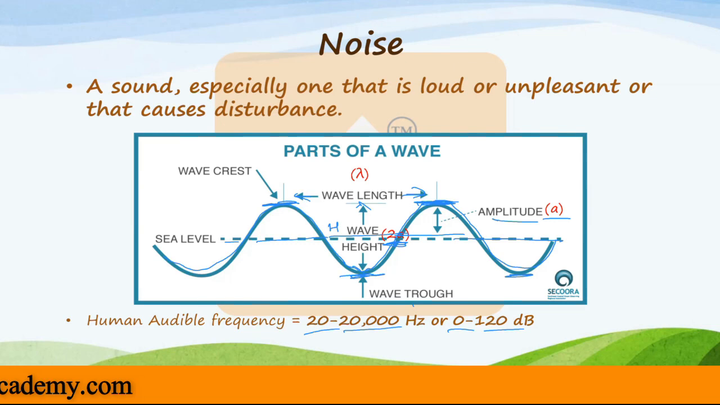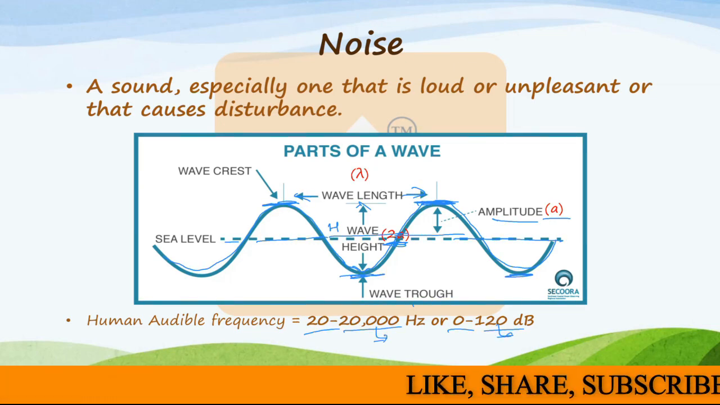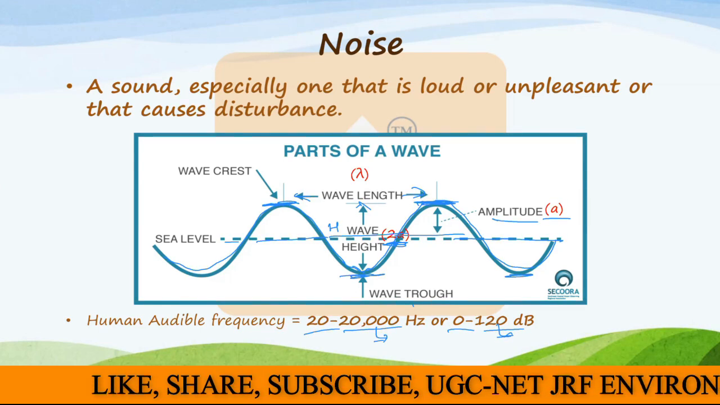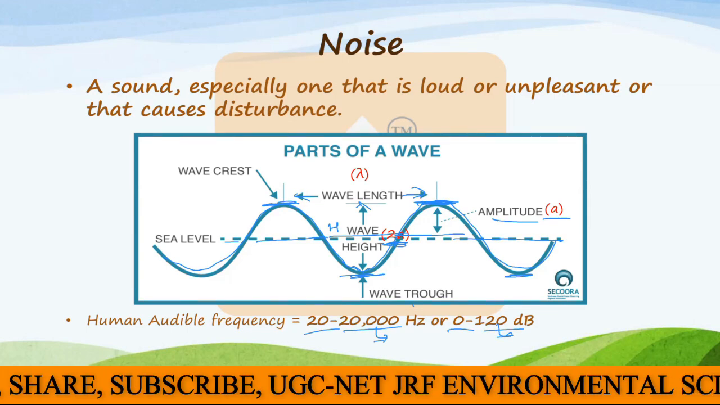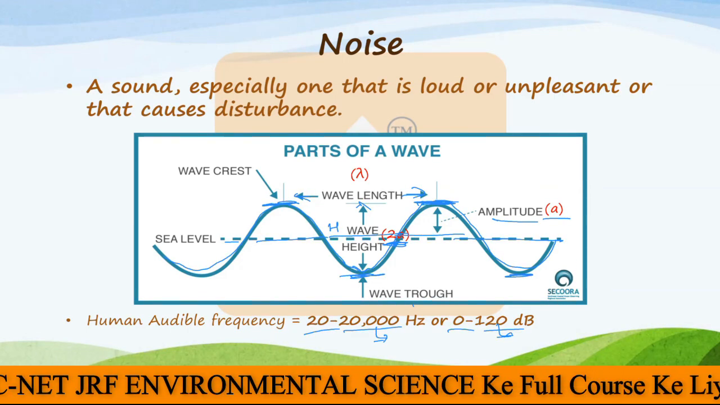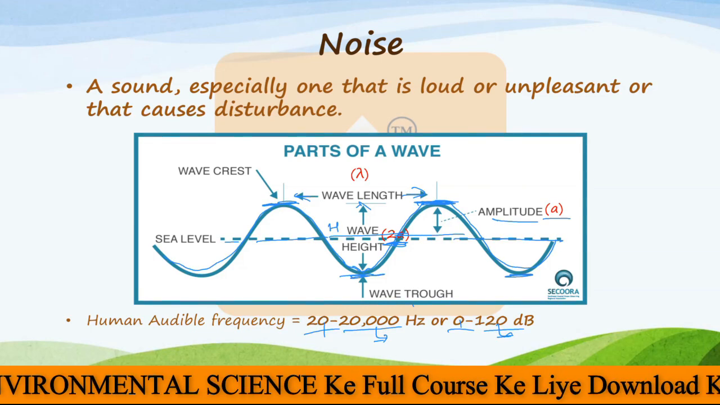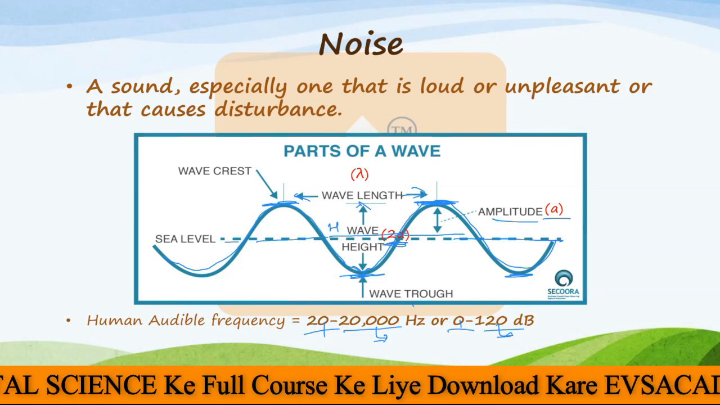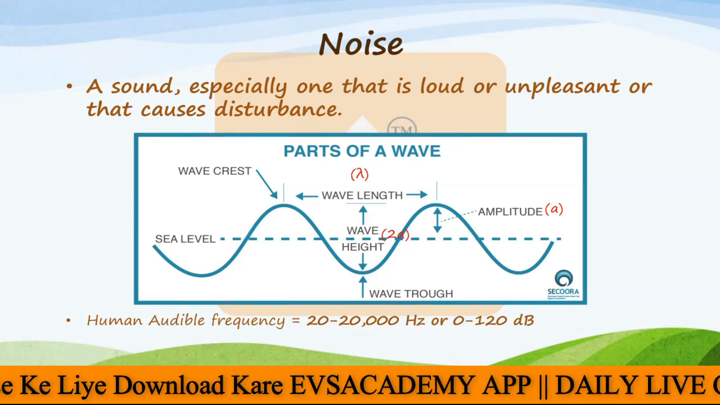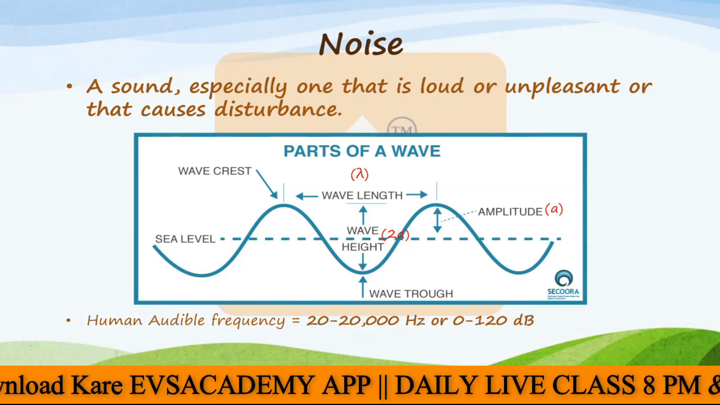If the sound is more than 20,000 hertz or 120 decibels, that can damage the human ear. If it is less than 0 decibel or less than 20 hertz, the human ears are not that much evolved or developed, so they cannot hear it. So this is the human audible frequency that you have to remember. So this is all about the noise and the sound waves.